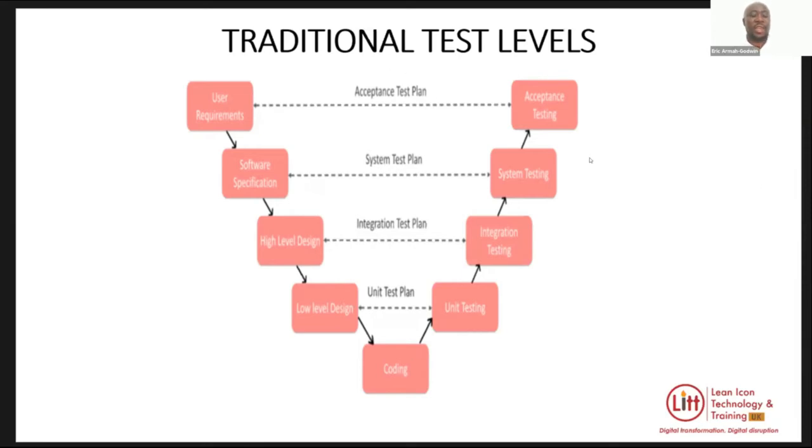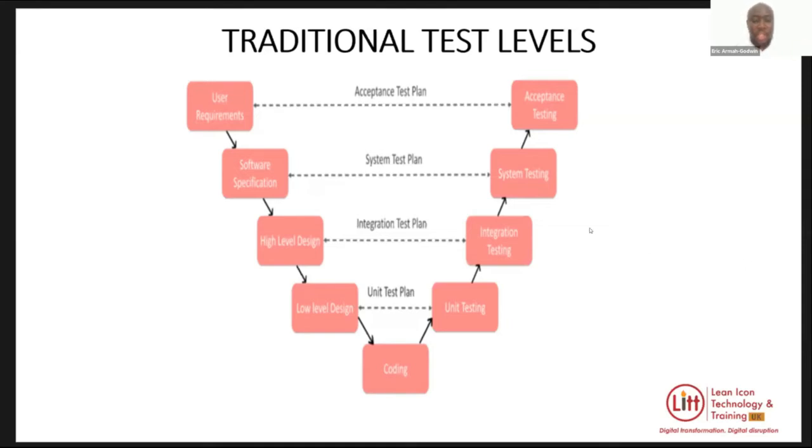So we say that traditionally, testing is done in phases. When user requirements are ready, or user acceptance requirements are ready, a certain kind of test is done there.